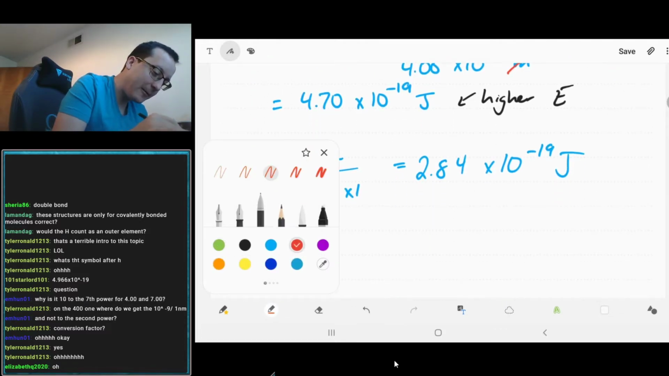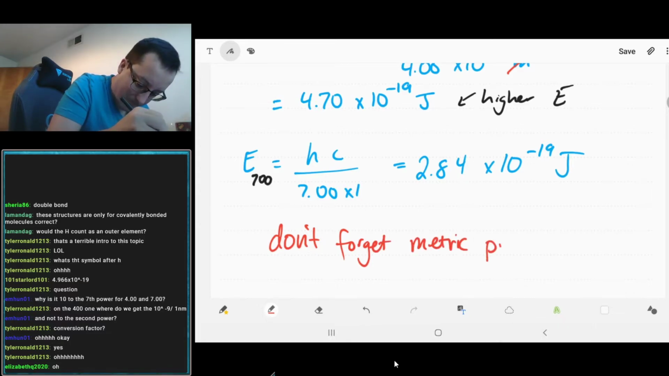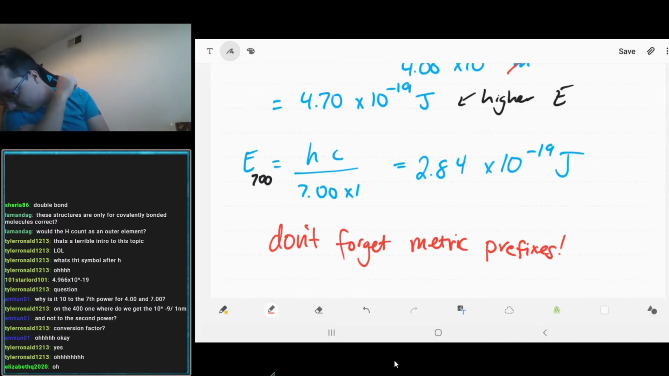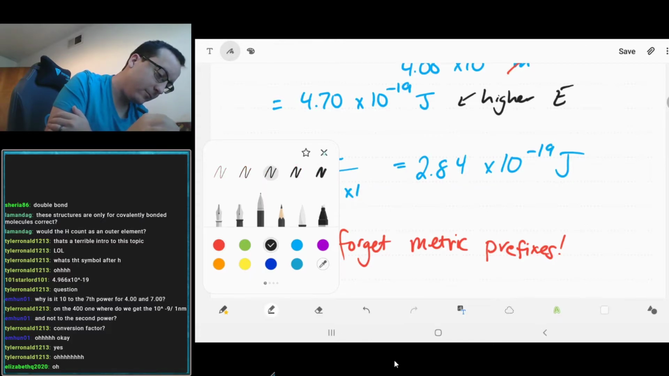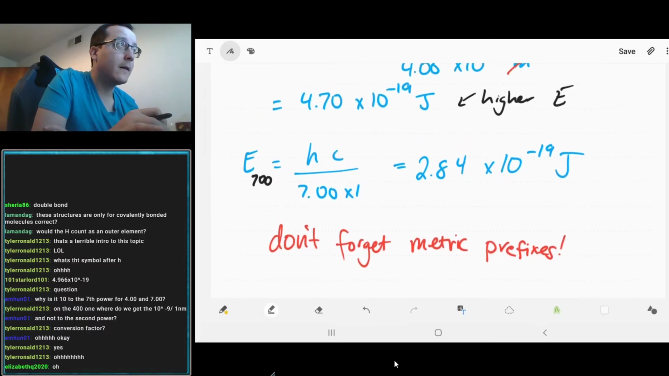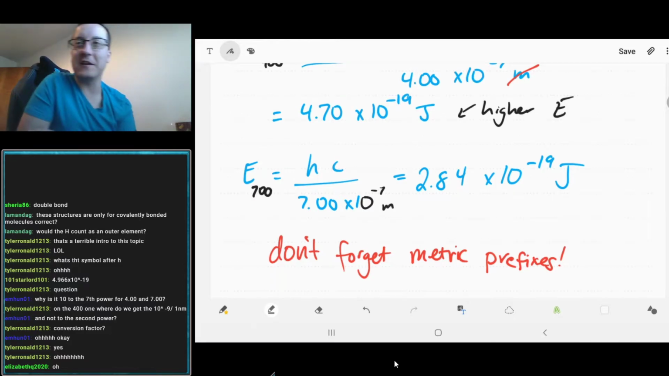I guess I'll write it in angry red. Any other questions? Oh, why did I write 7 times 10? There, I'll fix that with a different color. Okay, cool.